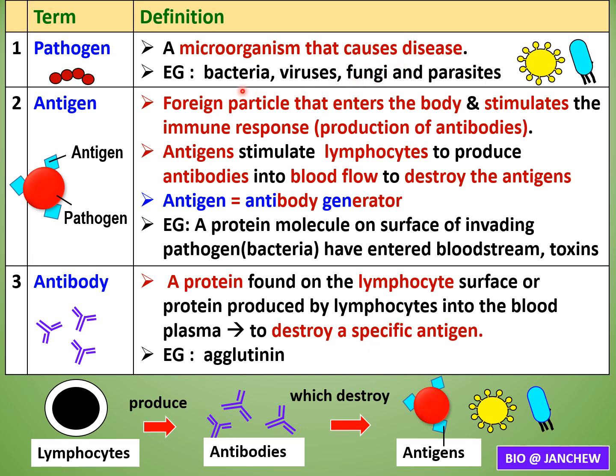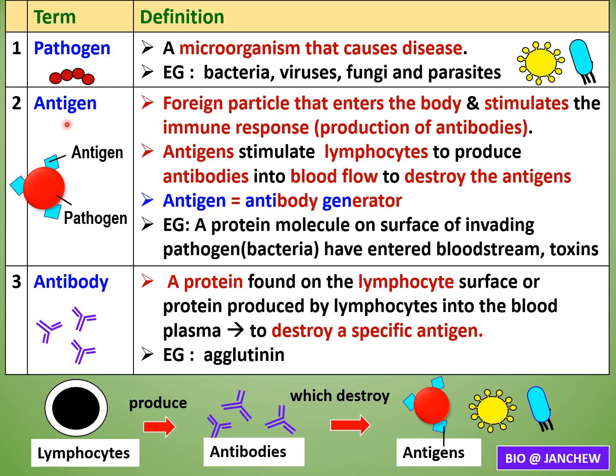However, not all bacteria are pathogens. Some bacteria are beneficial to us and they don't cause disease, so they are not pathogens. Now let's go on to the second term, antigen. An antigen is a foreign particle that enters the body and stimulates the immune response, that is, the production of antibodies by lymphocytes. So remember again, you have the GN here. These are the bad guys, the pathogen and the antigens.